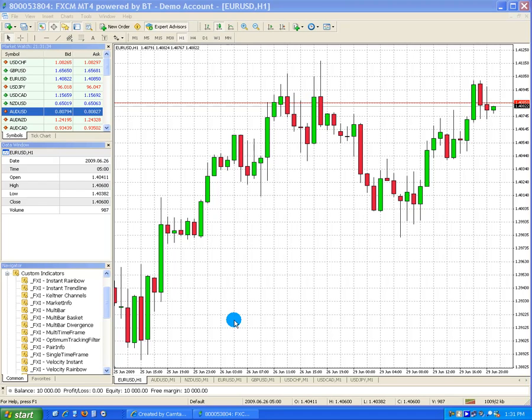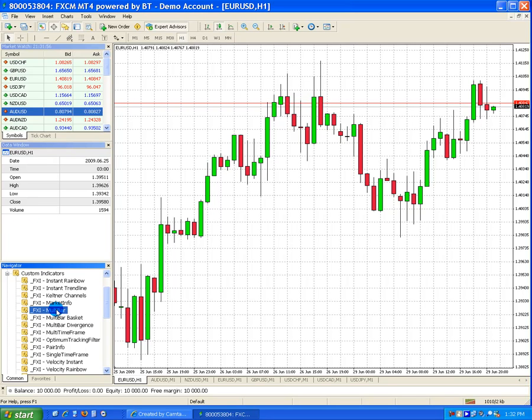Hi, and welcome to the FX Internals MultiBar Indicator demonstration. Today we'll be discussing what FXI MultiBar does as an indicator and showing you what the settings do to affect its display. The FXI MultiBar Indicator displays the strength of each individual currency of a pair against all other currencies. So what this does is it gives you a measure of the internal strength of one currency compared to the internal strength of another currency.